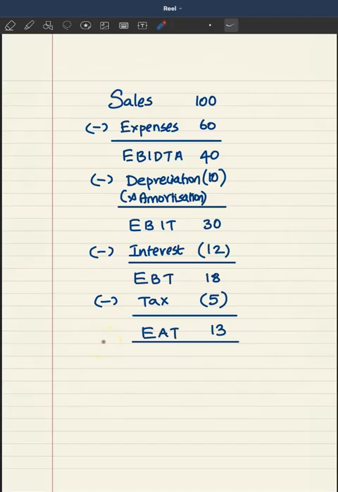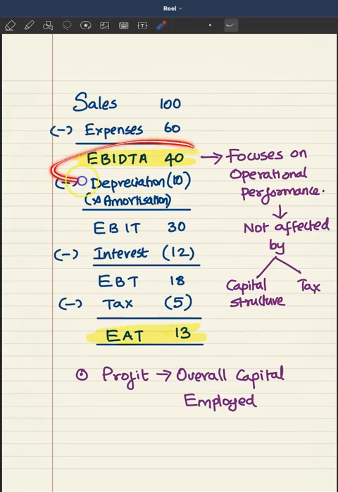Here, our comparison is between EBITDA and earnings after tax. We call it as profit after tax or net profit. In what way are these two profits different? Let's first focus on EBITDA. Look at here, EBITDA is the profit that is available before providing for items like this.